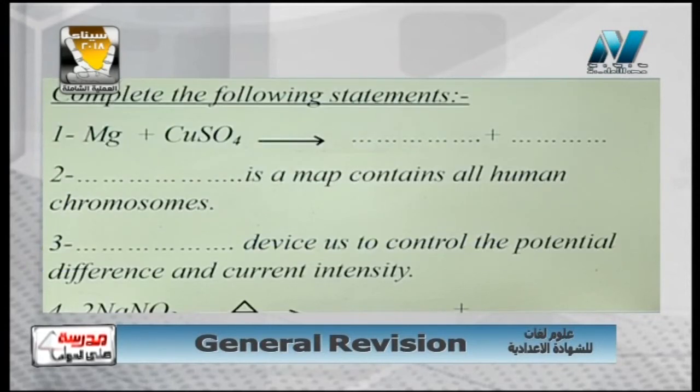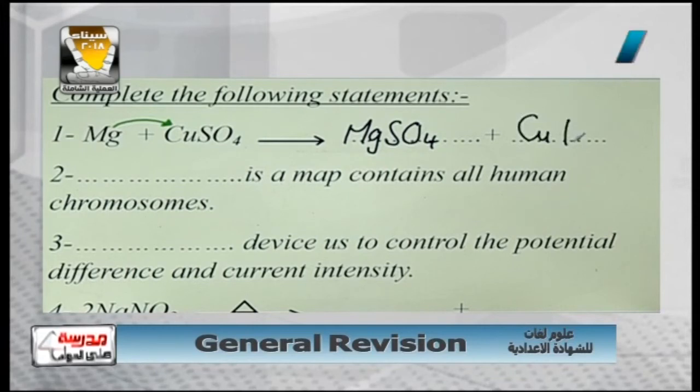Next question is complete the following statements: Mg plus CuSO4 forming what plus what. We know according to the chemical activity series, this reaction is called a simple substitution reaction, as the more active metal replaces the less active metal. So magnesium can replace copper. So we have MgSO4, magnesium sulfate, plus Cu, copper, and we know copper is a reddish brown or brownish red precipitate. And this reaction is called simple substitution reaction.